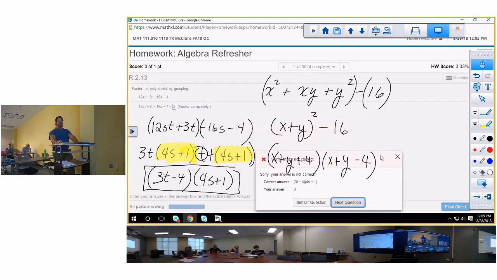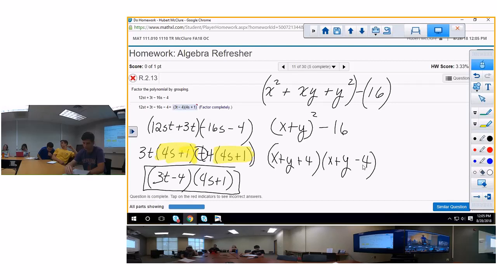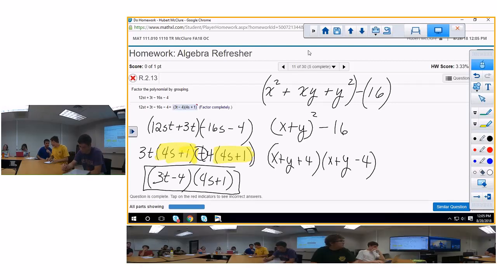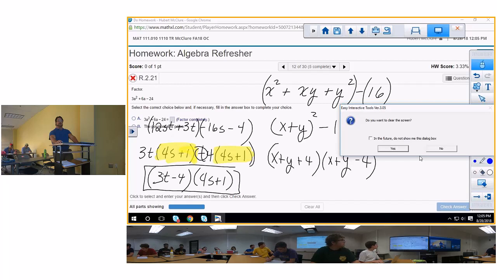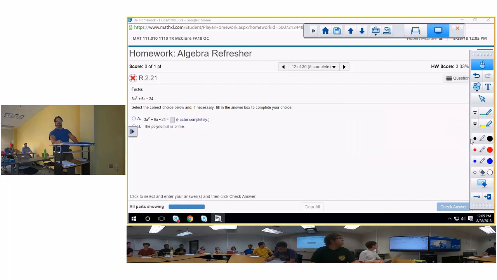All right, look what we got. 3t minus 4 times 4s plus 1. Look there, we got it right. We must know what we're doing. Let's go to the next one. And hopefully y'all getting all these right too. Oh my gosh, reverse FOIL. Might as well quit. I don't want to do this. It's too complicated.